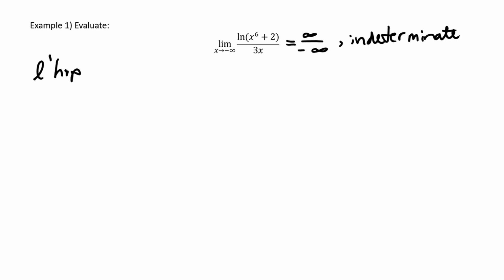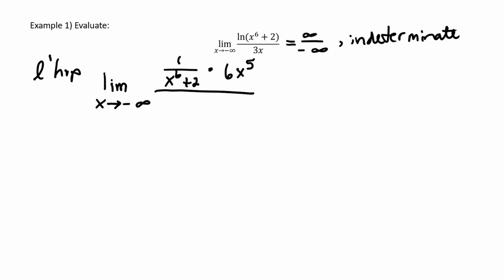L'Hopital's rule means that we take the derivative, so let's go ahead and write limit as x approaches negative infinity, the derivative of the numerator and the derivative of the denominator. So let's take the derivative of the natural log of x to the 6th plus 2. That will be 1 divided by x to the 6th plus 2, and then the derivative of the argument x to the 6th plus 2 is 6x to the 5th. And for the denominator, the derivative of 3x is just 3.